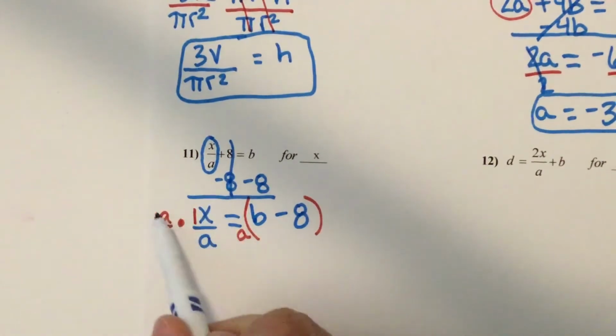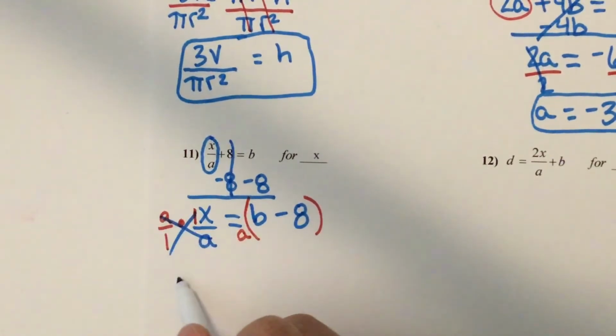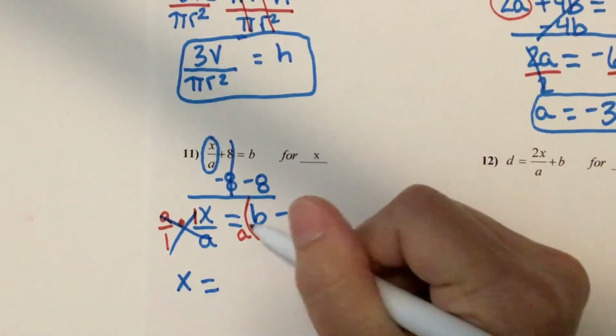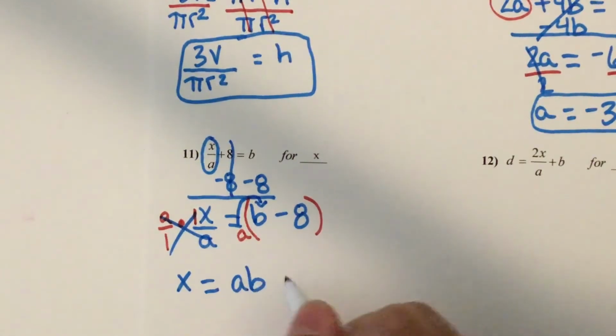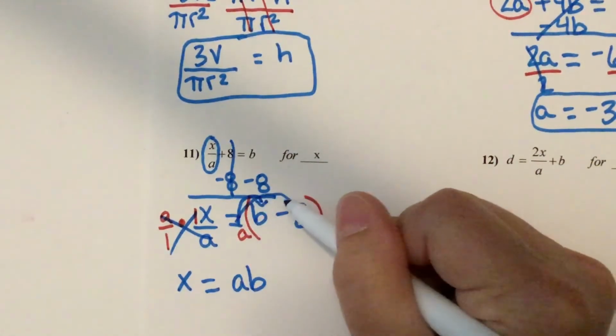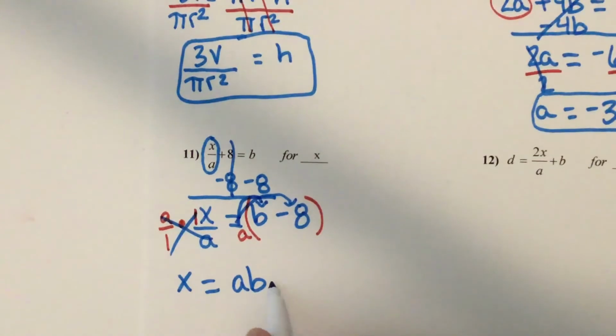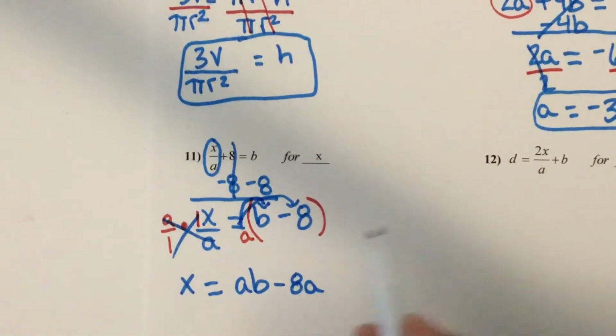Okay, on this side, the a's and the 1's get to cancel, shoop, shoop, leaving you Mr. X. And on this side, we need to distribute the a. So a times b, that just makes ab. And a times negative 8, that makes a negative 8a. And that's my answer.